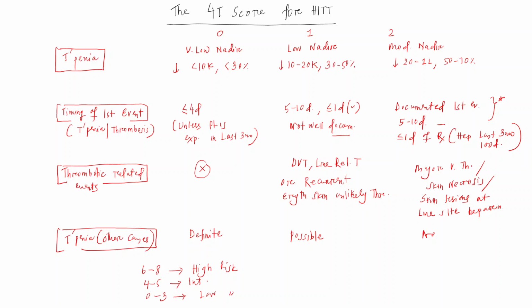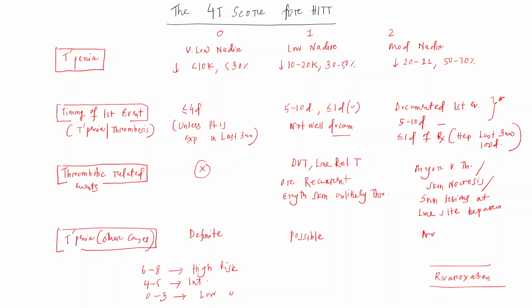I have told you that you have to stop the heparin, then give alternative anticoagulants, and you should not give low molecular weight heparin because of cross-reactivity. You can give fondaparinux, but now we prefer to give argatroban, or you can also give rivaroxaban. Among the direct oral anticoagulants, this point I have not discussed in my previous video, rivaroxaban has been studied extensively, and it can also be given as an alternative anticoagulant in these patients.